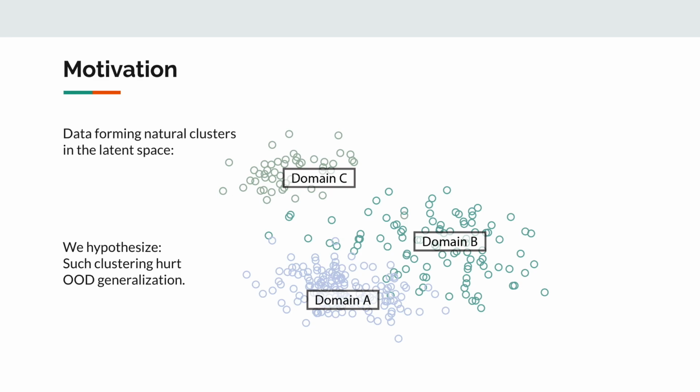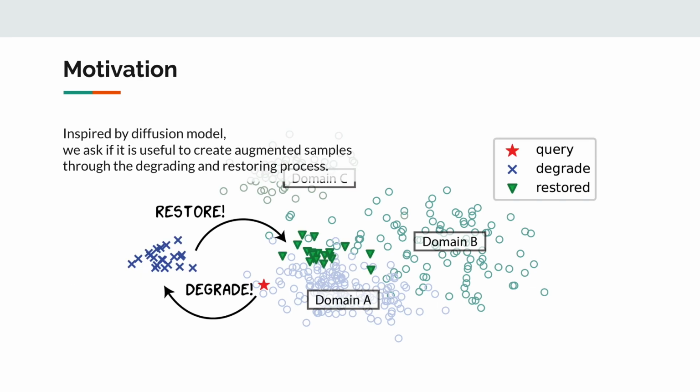We hypothesize that such clustering would hurt OOD generalization because it focuses on irrelevant information that is not semantically important and that should be ignored. Based on this intuition, and inspired by the recent progress in the diffusion models, we ask if it is possible to create latent space augmentations through the degradation and restoration process to get rid of such irrelevant information. Specifically, consider each data point as a query example in the latent space indicated by the red star. Every one of each such query would contain two types of information: the information that is relevant to the classification process and also the information that is not necessary to the classification process.